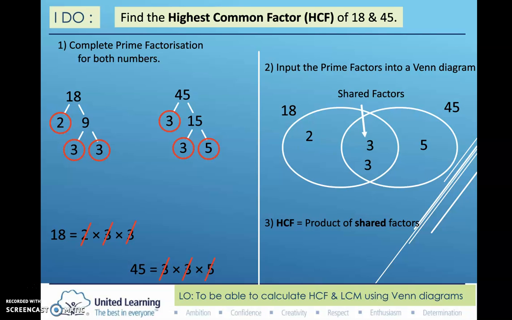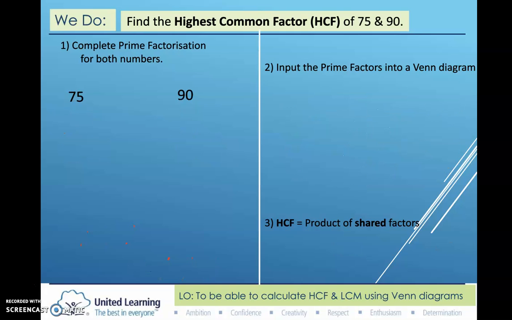And now what is different is our highest common factor, which you have to bear in mind. A factor of a number is always going to be smaller than or equal to it. So we can't go multiplying everything together this time. Our highest common factor is just the product of the shared factors. Now that's a really important line to get copied down. The highest common factor is the product of the shared factors. So 3 times 3. So 9. Now pause the video for 3 minutes and give it a go at the we do.